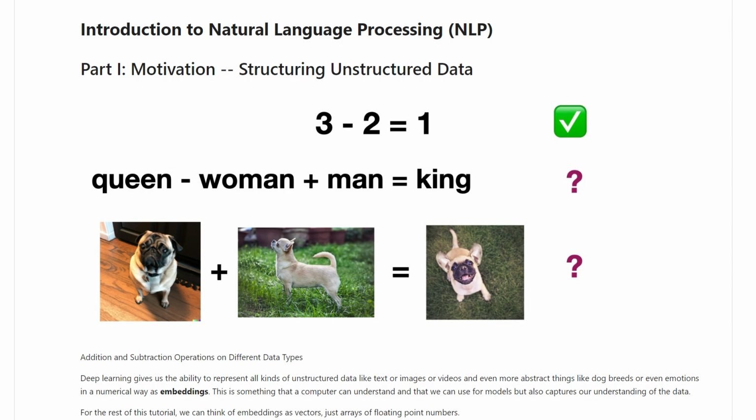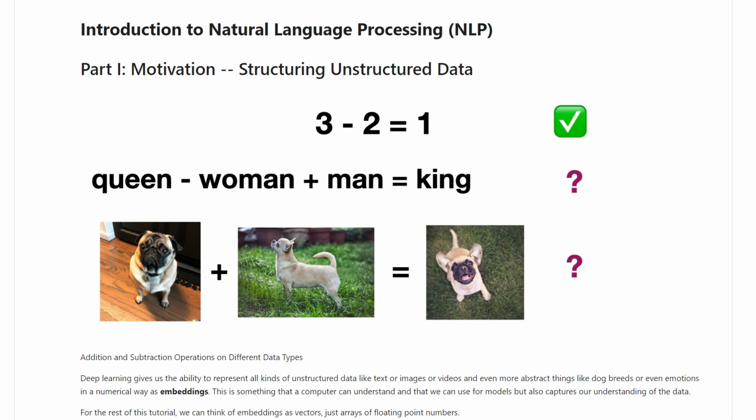But let's look at these lines first. 3 - 2 = 1. We all know what that is. This is PyCon. Numbers are very easy to understand. We can measure them. There's no confusion. Now let's look at this next line. Queen minus woman plus man equals king.